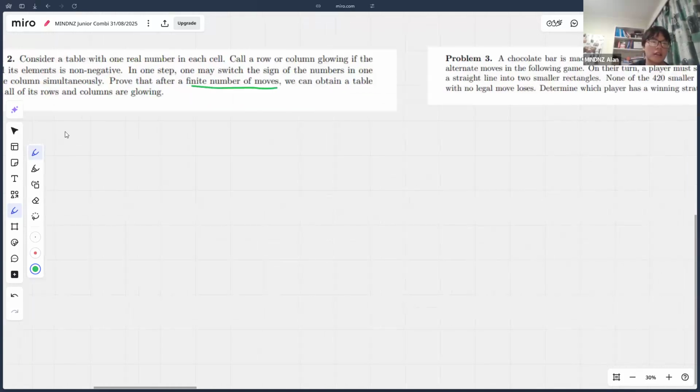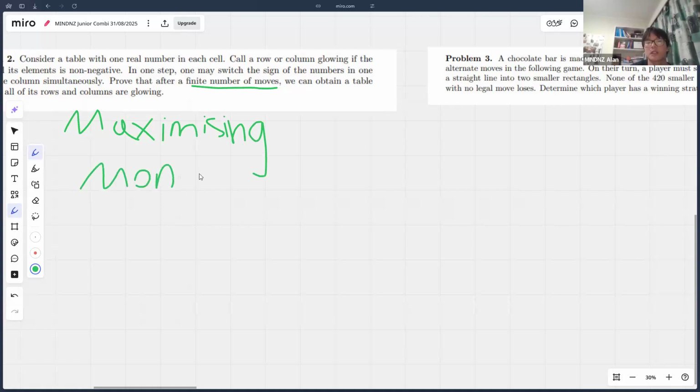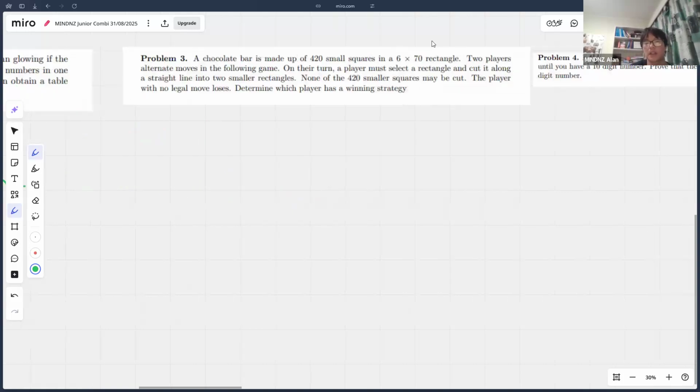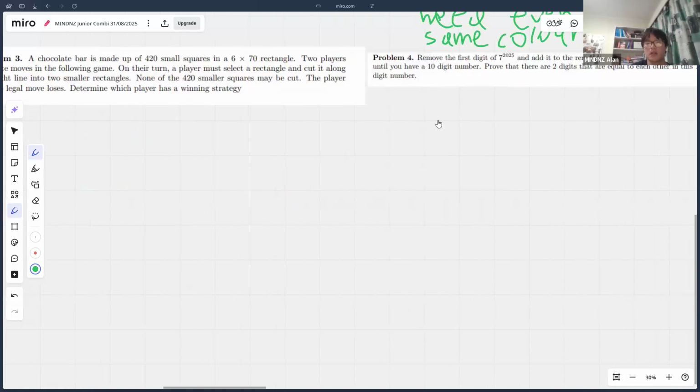So this is maximizing using a monovariant, which is something that only changes in one direction. Oh, you have to prove that it reaches the maximum as well. It's not difficult to prove. I won't spoil how you prove it though. Well, I think I already did, but yeah. And then this problem, you can just play around with it. I won't spoil it for you.